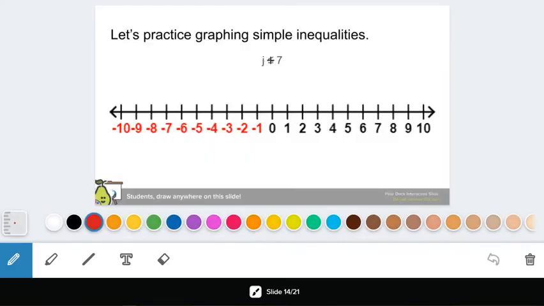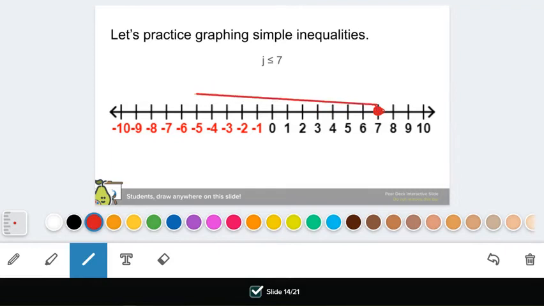This one says that j is any number that is less than or equal to 7. So my first step is find number 7. It's right here. I'm going to draw a circle right there. But here I have an equal sign. So this means that this inequality includes the number 7, so I'm going to fill it in. Then numbers less than 7. What are the numbers that are less than 7? Well, 6, 5, 4. So that way I'm going to draw my arrow with an arrowhead pointing that way.